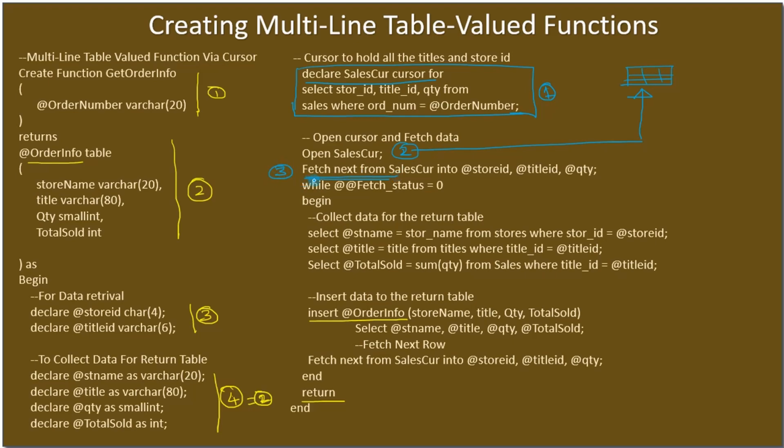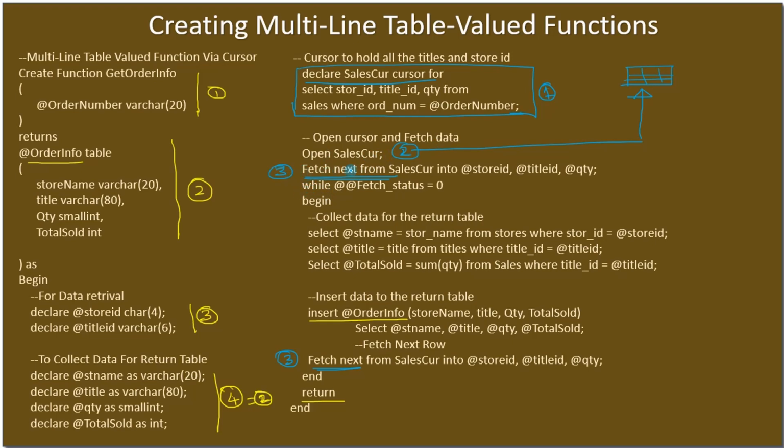Fetch next, we are doing it before entering the while loop as well as towards the end of the while loop. So when there is no record, that's also possible, right? When you are opening the cursor for a given condition, or a given order number, there is no record, the very first fetch itself fails and we will not get inside the while loop at all.